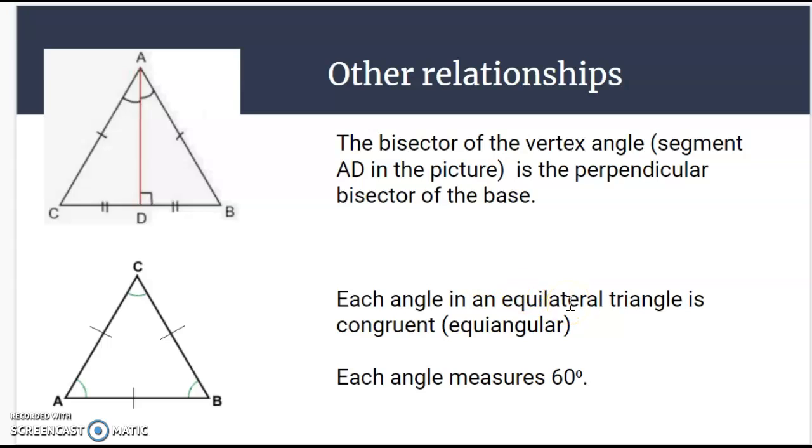For our equilateral triangles, an equilateral triangle is always also what we call equiangular. What that means is each angle is going to measure the same. Now here's why that is.